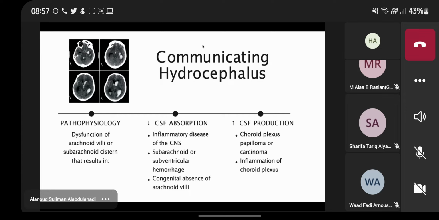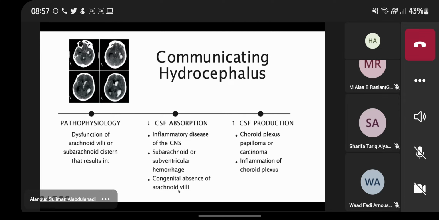So let's say there's an inflammatory process that is happening in the brain. Let's say meningitis or subarachnoid hemorrhage, among others. It will lead to fibrosis in the arachnoid granulation and scarring, and this will lead to decreased absorption and preventing the drainage in the subarachnoid space and into the venous system. Another cause of decreased absorption would be congenital absence of the arachnoid villi.